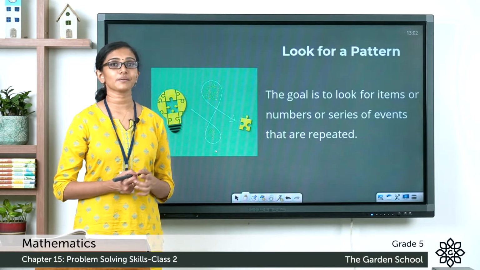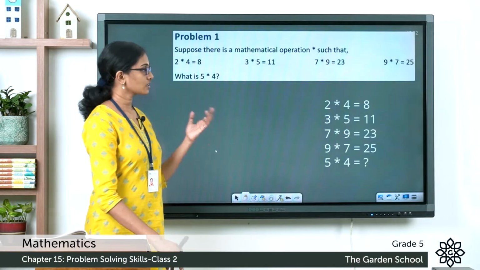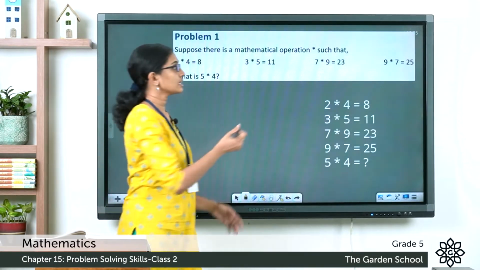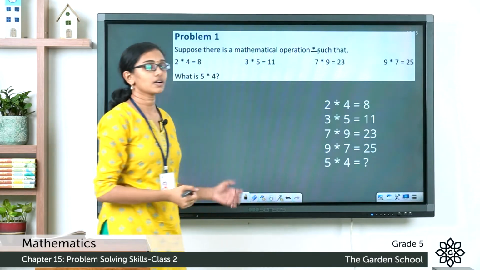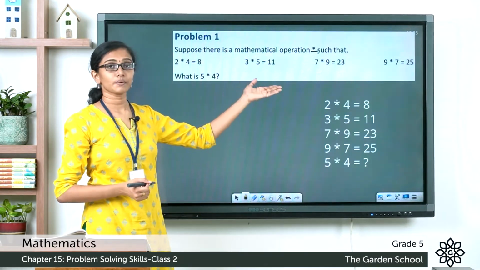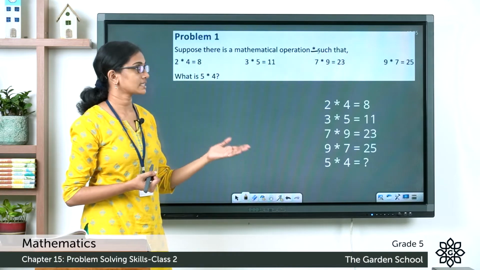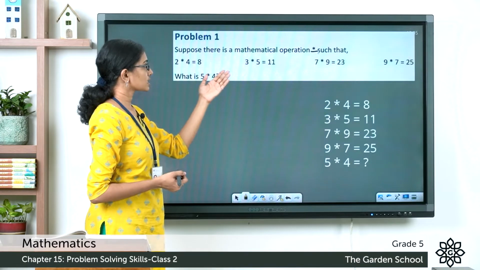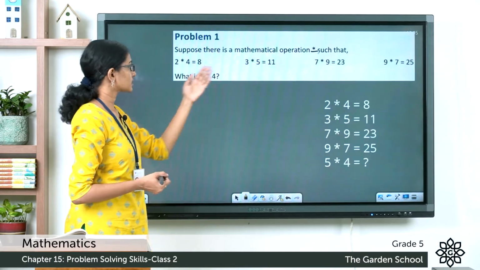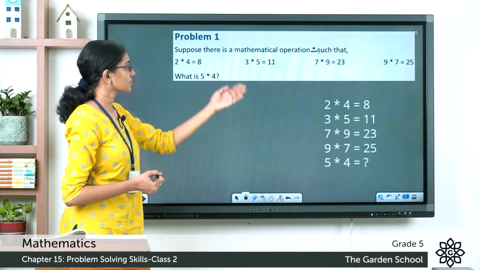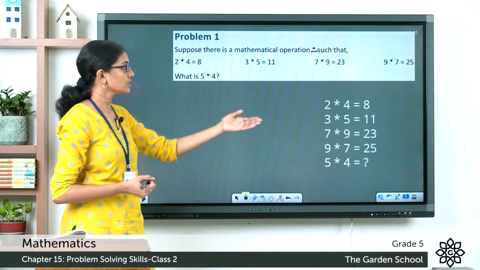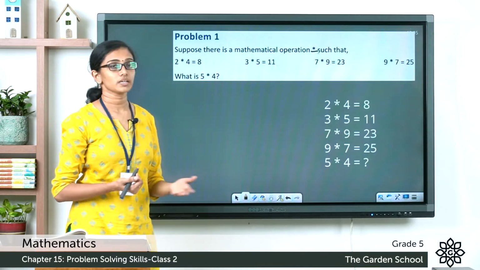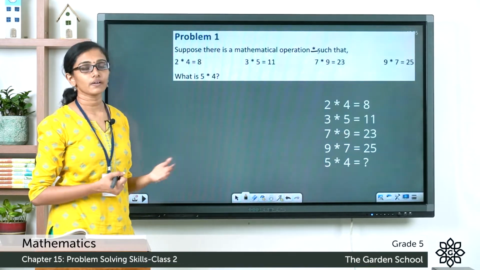We'll see some examples from the textbook itself. The first one: suppose there is a mathematical operation such that, see the symbol here, this is called an asterisk. Usually we use this symbol to denote multiplication. So for the time being, let's read that as the multiplication symbol itself. Suppose there is a mathematical operation * such that 2 * 4 = 8, 3 * 5 = 11, 7 * 9 = 23, 9 * 7 = 25. Then what is 5 * 4?